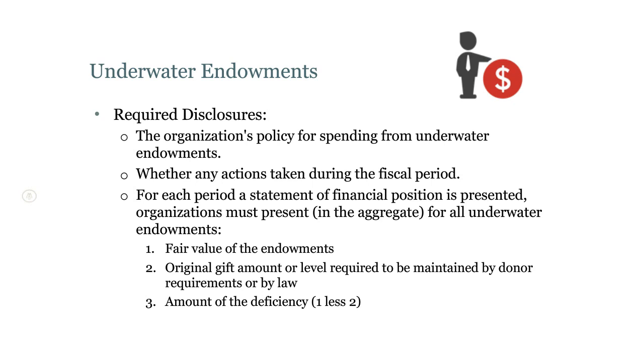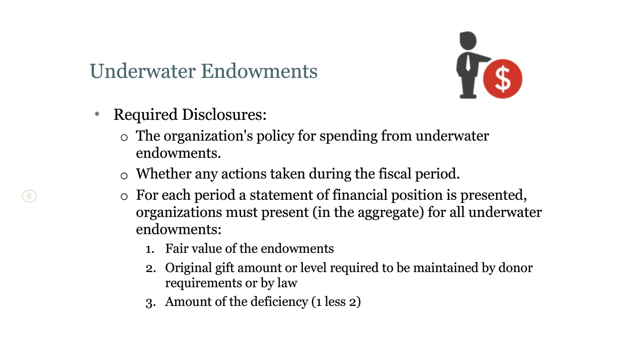And then for each period where you have underwater endowments, you need to present the fair value of the endowments. So that's in the aggregate. So if you've got 4 funds that are underwater, you present that total of the fair value of those funds, the original gift value, so the aggregate of what was the total gift value of those 4 funds, and then the difference is the deficiency.